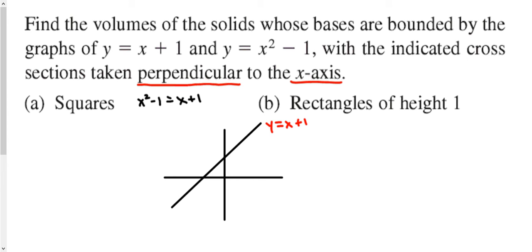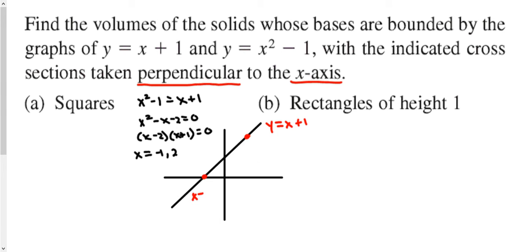So I bring everything over here and I'll get x squared minus x minus 2 is 0. So this factors to x minus 2 times x plus 1 is 0. So x could be negative 1 or 2. All right, now negative 1, when x is negative 1 plus 1, that's going to be 0. So they intersect right there. Then when x is 2, we're going to get 3. So maybe about right there.